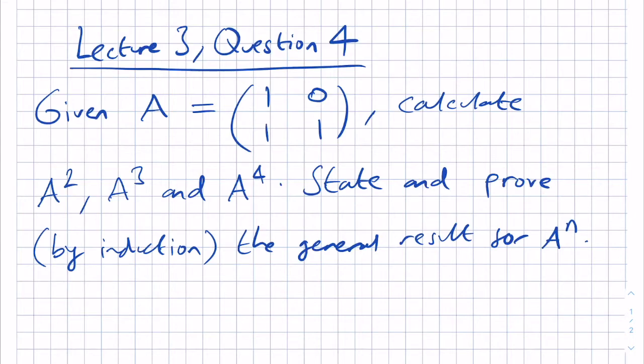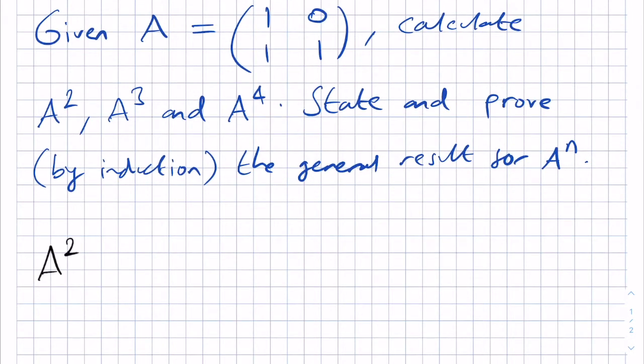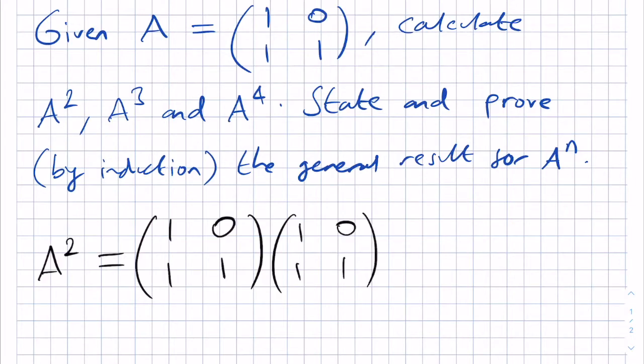So firstly, let's calculate A squared. This is going to be 1, 0, 1, 1 times 1, 0, 1, 1, i.e. A times A, and by expanding out the elements we have 1 times 1 plus 0 times 1, so 1, and then 1 times 0 plus 0 times 1, so 0, 1 times 1 and 1 times 1 added together, so 2, and then 1 times 0 and 1 times 1, so 1.